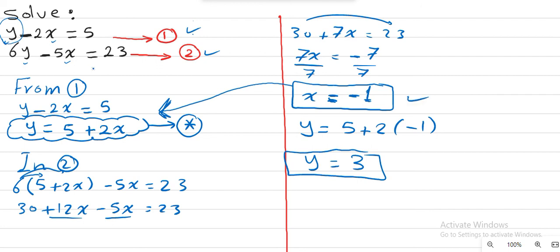So this is the value of x and this is the value of y. As we said before, to check, we can substitute x and y at the same time in any equation. If both sides are correct, the values are correct.